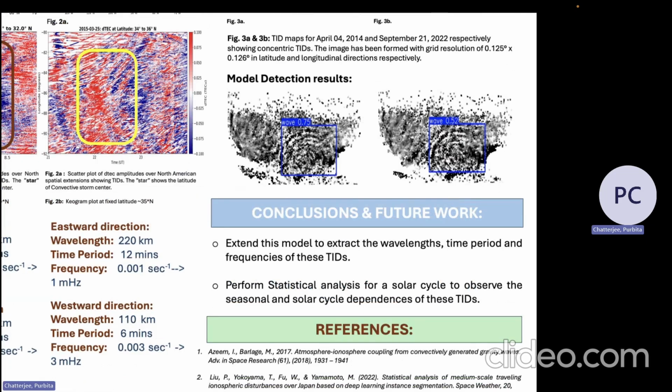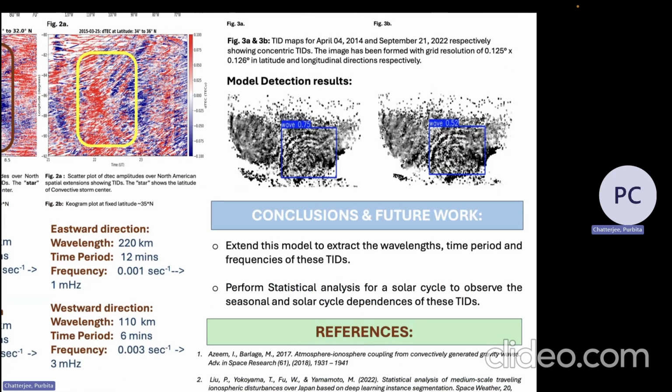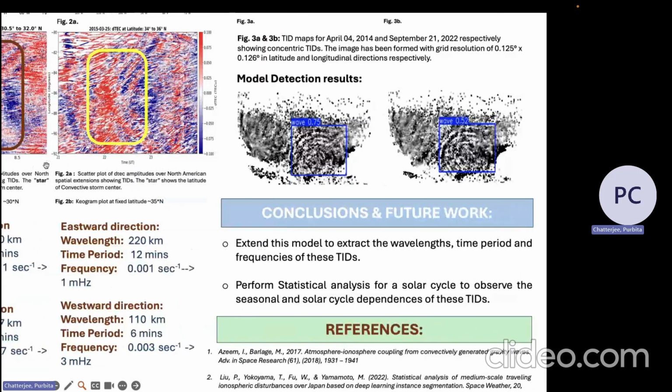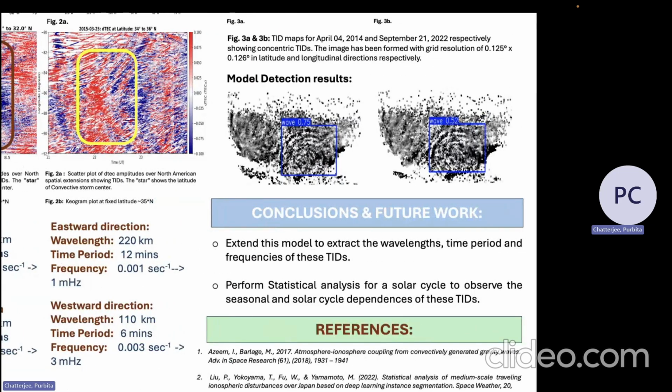In future work, we plan to develop a Mask R-CNN that can effectively extract the wavelengths of these TIDs and measure the time period and frequency, as we did here for the statistical study. Next, we would like to extend our work to a statistical analysis over a whole solar cycle to observe the seasonal as well as the solar cycle dependence of these TIDs.